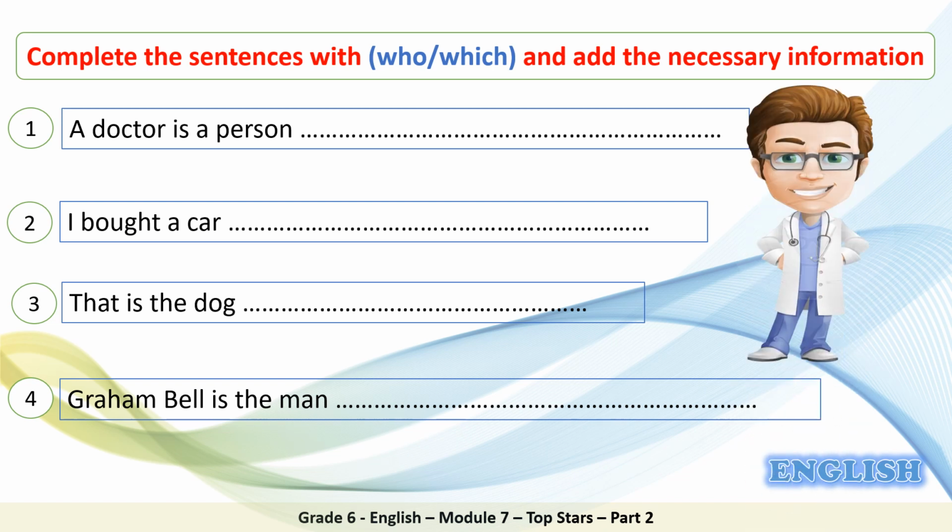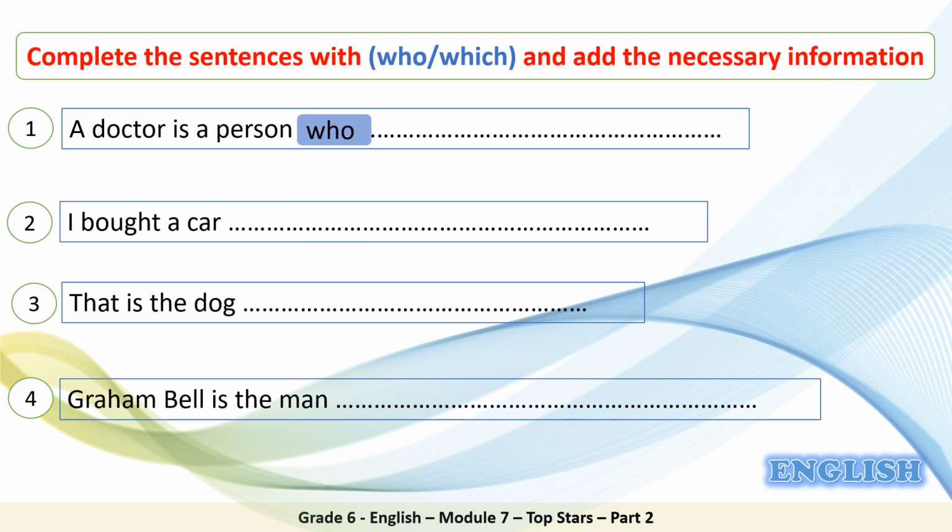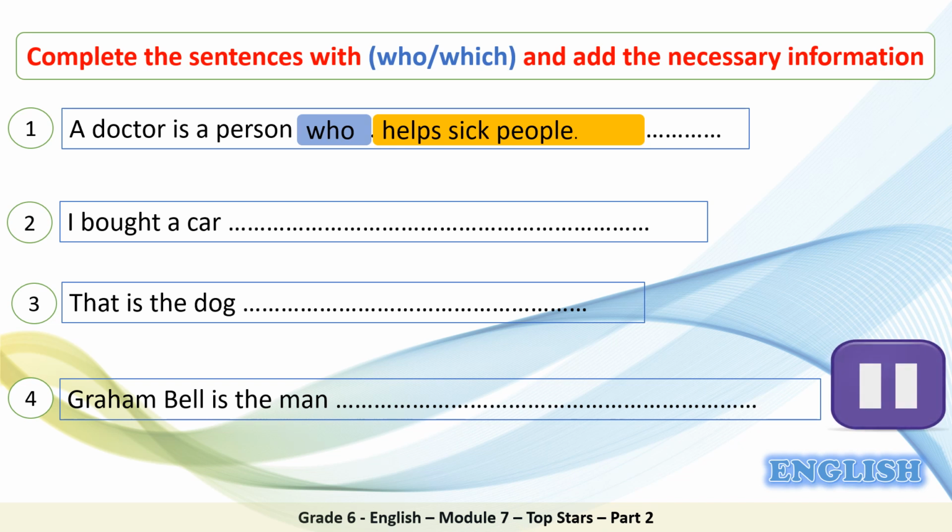A doctor is a person. In this sentence, we talk about a person. So the correct relative pronoun here is who. Now think about the doctor. Can you give me any information about the doctor? Yes, a doctor is a person who helps sick people. Now pause the video, do the rest by yourself, and then let's check your answers when you come back.